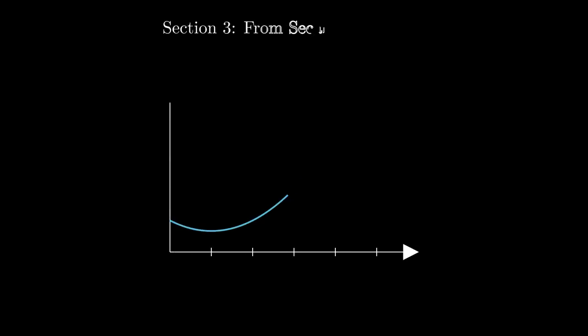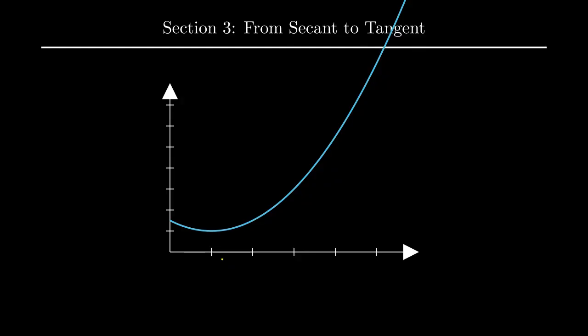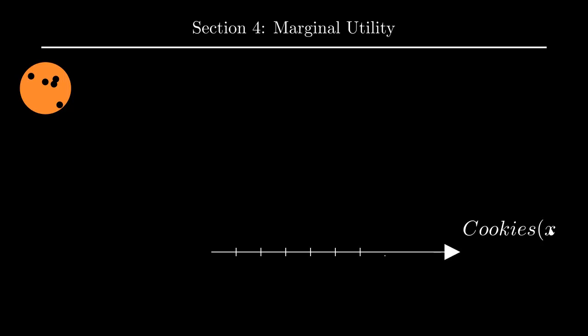Section 3. From secant to tangent. Historically, economists like Alfred Marshall struggled to define the instantaneous. If we measure change over a year, it's an average, but what about the change right now? By shrinking the interval delta x to almost zero, the secant line, which touches 2 points, becomes a tangent line, touching only 1. This is the limit, the foundation of the marginalist revolution of the 1870s.